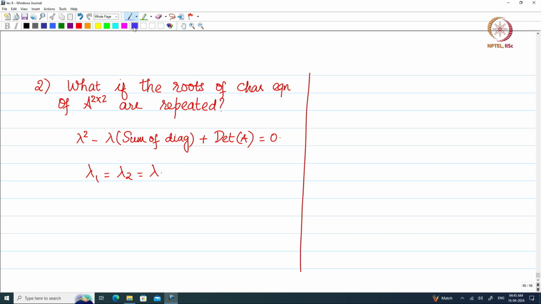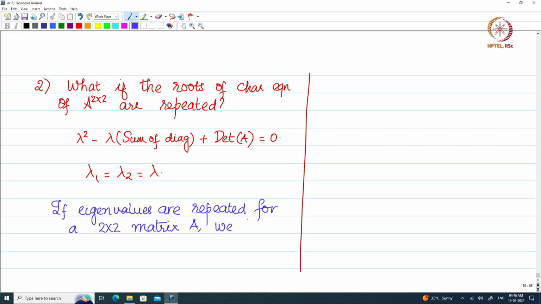Now, if this happens in 2D, if eigenvalues are repeated for a 2 by 2 matrix A, we have only one eigenvector, that means we have only one fixed direction.